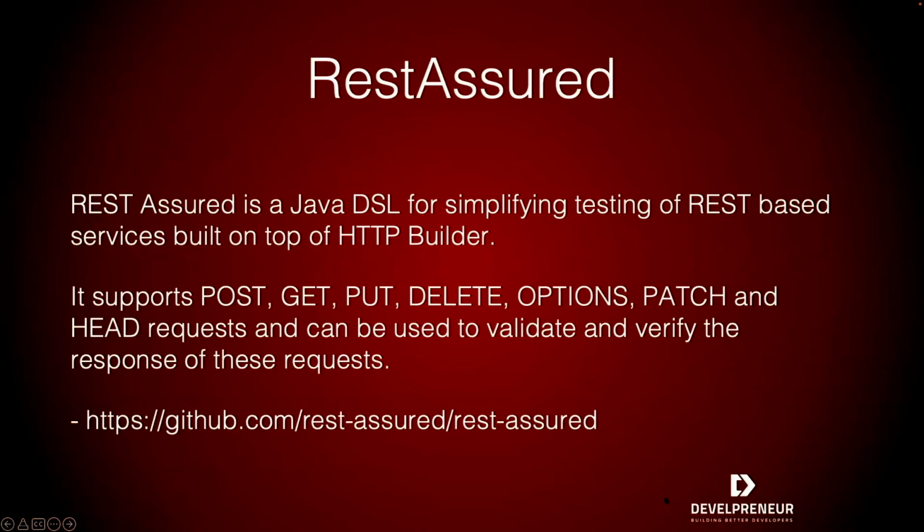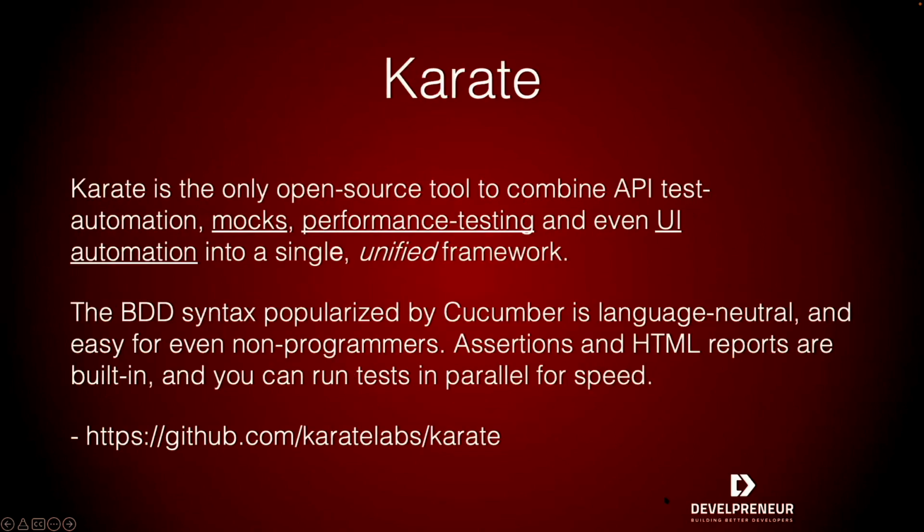So today we're going to focus primarily on RestAssured and looking at our test application that we're going to integrate with. So RestAssured is a Java DSL, and DSL stands for Domain-Specific Language. And it's used for simplifying tests of a REST-based service built on top of an HTTP builder. Now, RestAssured supports post, get, put, delete, option, patch, and head. Now, there are other types of requests that we can use, but these are typically the ones generally used to validate and verify the response of the requests.